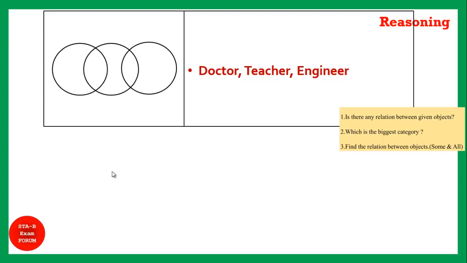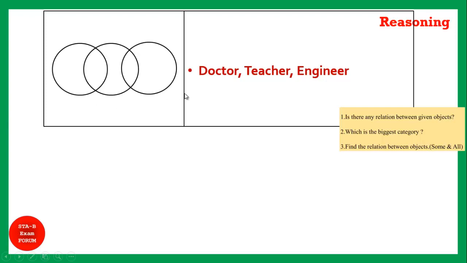Is there any relationship between the given objects? Yes, there is a relationship. Again I am telling you, just look at it from the common sense point of view. A doctor can be a teacher, right? Generally a doctor can teach also. An engineer can also teach, but a doctor cannot be an engineer for sure. There can be exceptions, but a doctor cannot be an engineer.